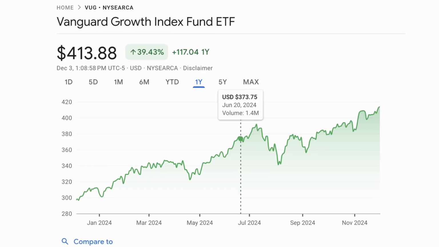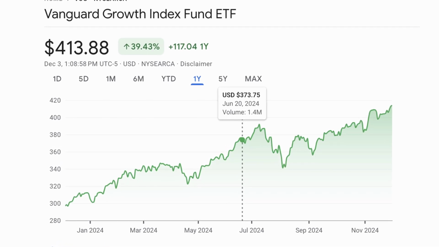Now, I think one thing that's been pretty clear is that we've been in a strong growth market in the US. So a lot of growth stocks have done really well. And there's been a lot of momentum. So stocks that have done well have continued to do well. So I went ahead and pulled a chart.